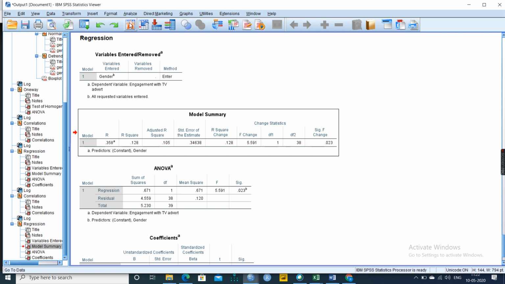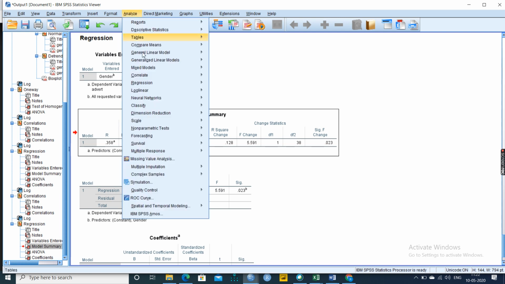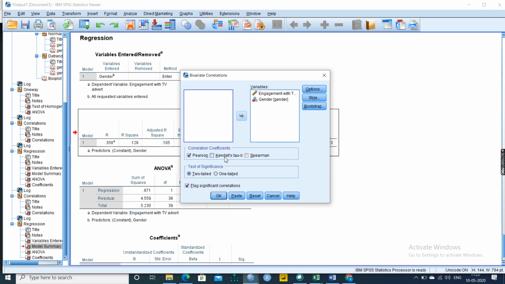So this is the interpretation with respect to the R squared value. Next, when we go to the point of understanding this particular output, here these two are for non-parametric, this you know very well. These two are for non-parametric, especially for non-normal data.